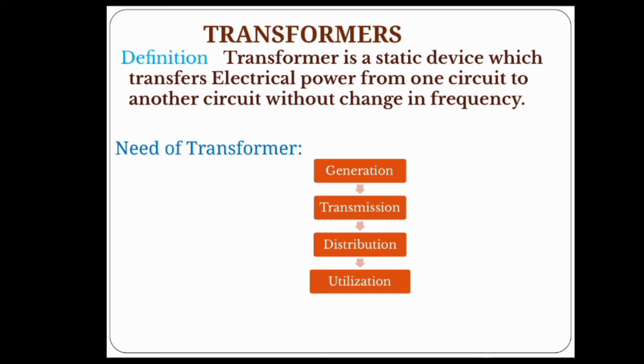A transformer is a static device, so there are no rotating parts in a transformer. Among all our electrical machines, the only static device is the transformer. Static device means there are no rotating parts in the transformer.